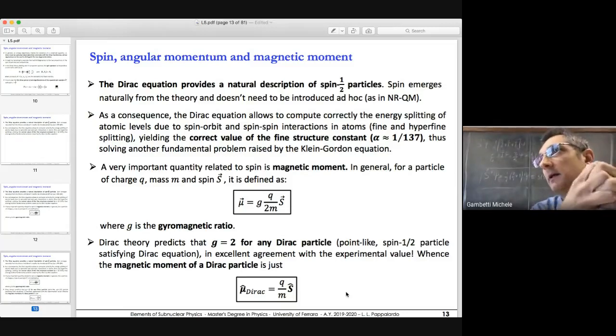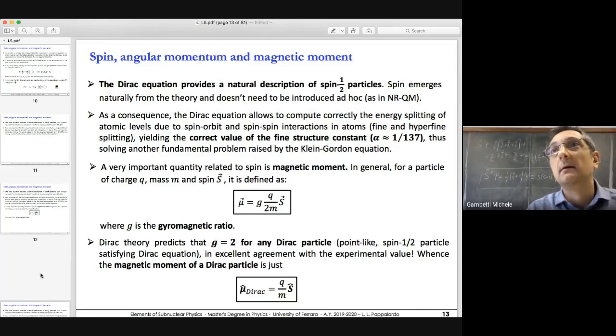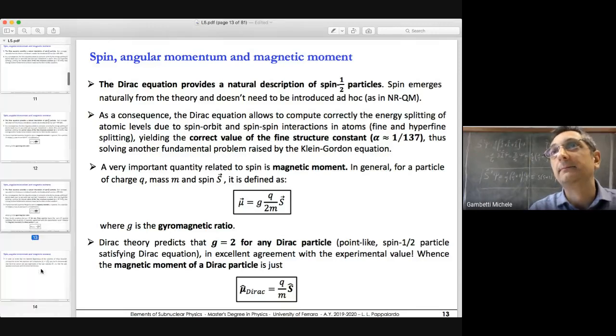Okay? Let me just anticipate now something that we will study later. You know that, for instance, the proton is also a spin 1/2 particle. It is a fermion. However, it is not a Dirac particle because it is not point-like. The proton, as you know, is a composite object. It is made by quarks and gluons, so it is not a solution of the Dirac equation. And in fact, for the proton, g is very different than 2, as we will see.